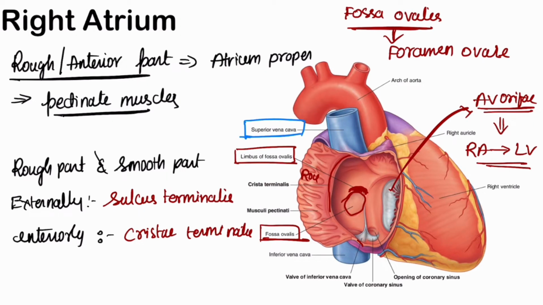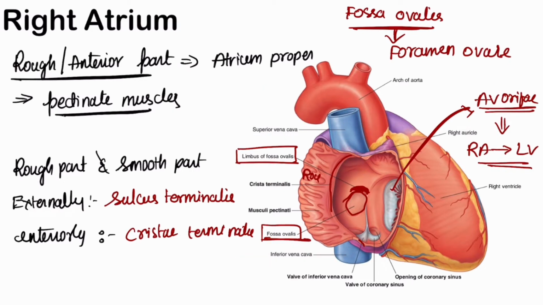This is the superior vena cava here, and this is the inferior vena cava. This superior vena cava opens into the right atrium at the level of the third costal cartilage, and this inferior vena cava opens into the right atrium at the level of the fifth costal cartilage. That's all about the right atrium.